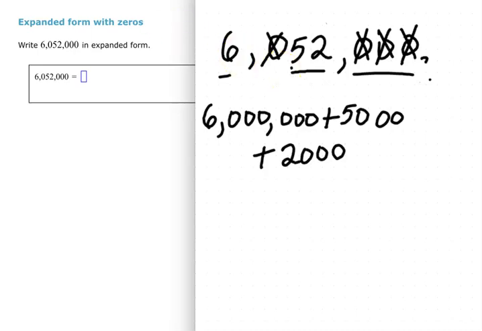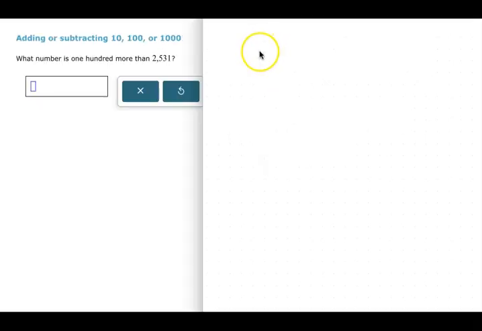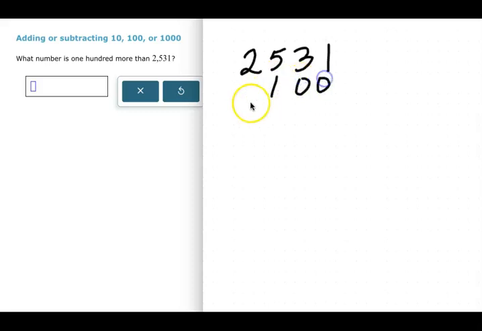Now let's take a look at how we can quickly add or subtract tens, hundreds, or thousands to a given number. Okay, so let's look at this problem set here. What number is 100 more than 2,531? So basically you're adding 100 to this number, and I'm just going to show you by putting it underneath, and then we'll do some tricks.